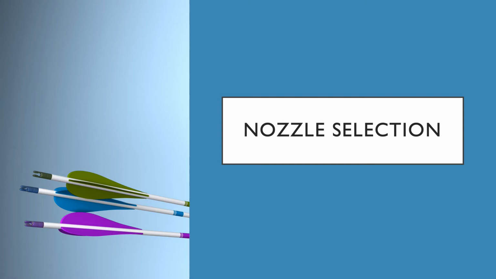So when you're trying to hit a specific droplet size, the first place always to start is proper nozzle selection. Your choice of nozzle has the single biggest impact on the droplet size you deliver. So let's look at nozzles and the role that they play.